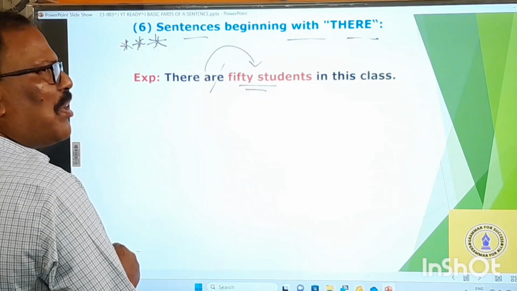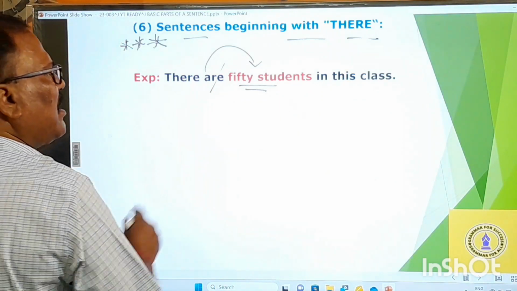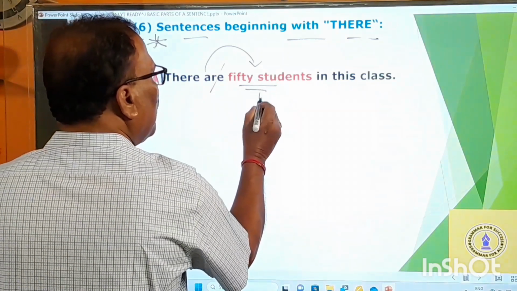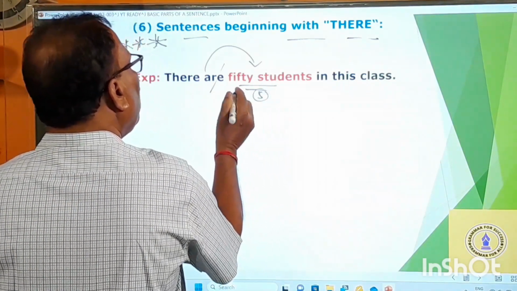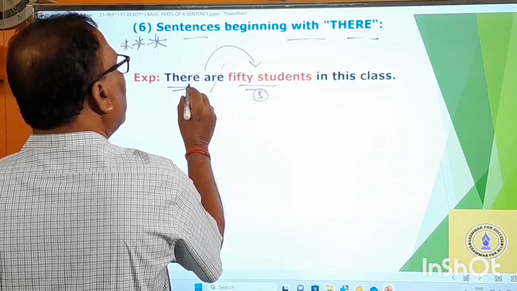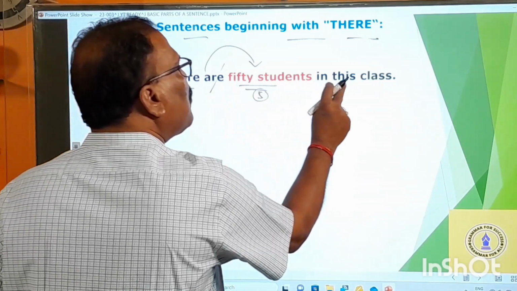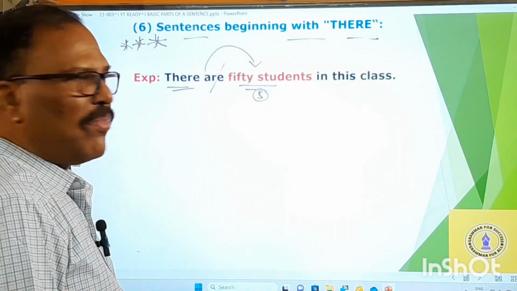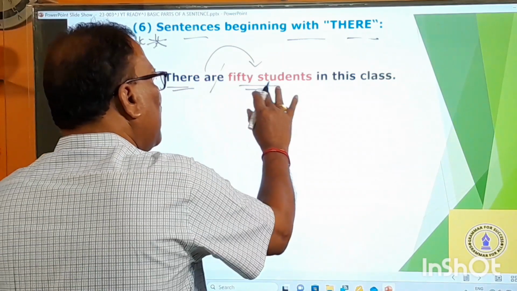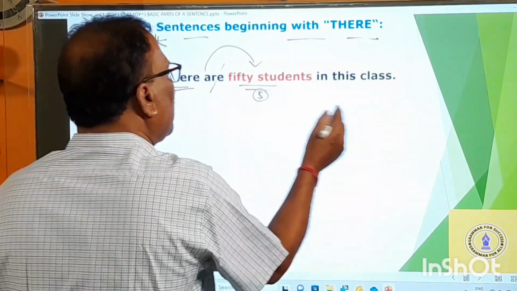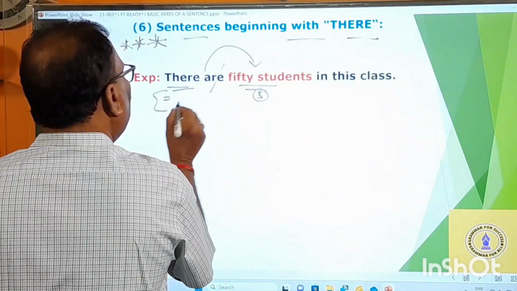Who are we talking about in this sentence? We are talking about the 50 students. This is the subject part. Now we are beginning the sentence with there are. There are 50 students in this class. You state this sentence like there are 50 students in this class. Actually, the sentence is supposed to be like this.